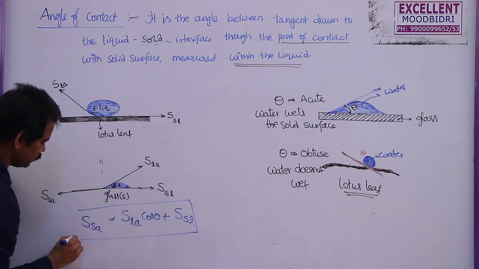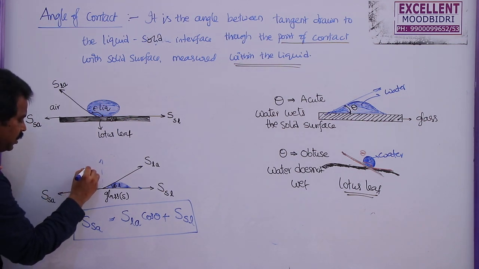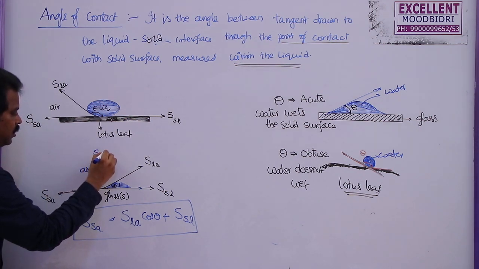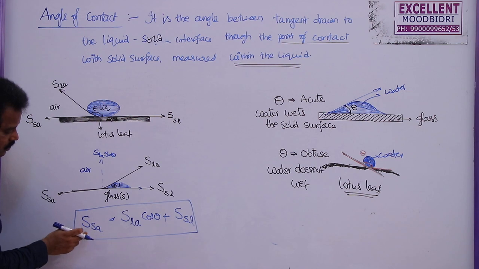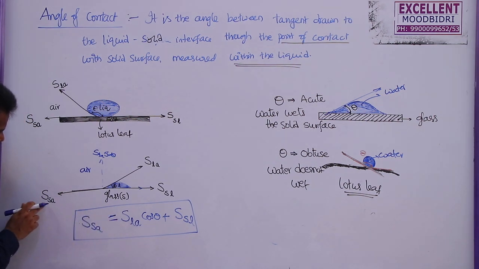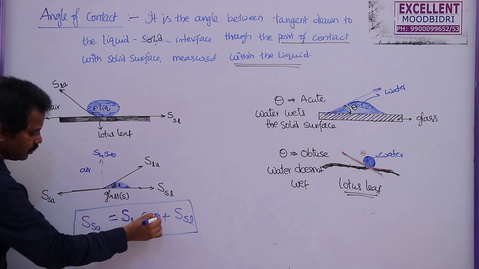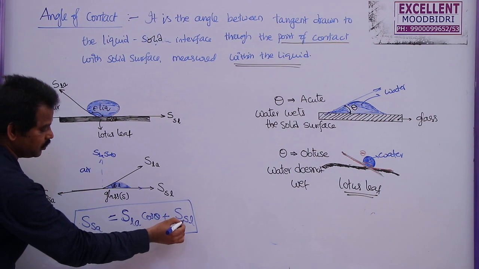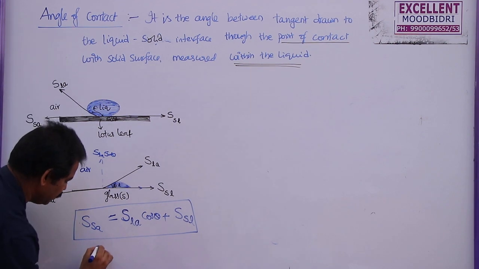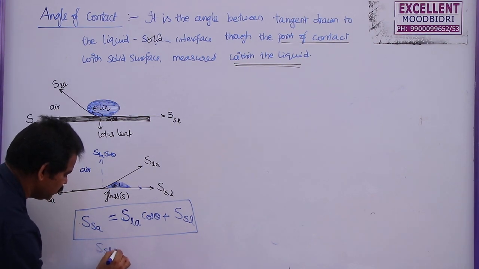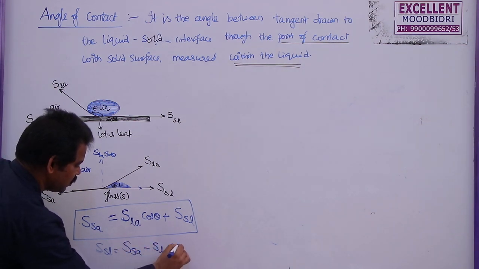So this is the relation between the three surface tensions, for these three interfaces. S_LA sin theta is acting upwards. So along the x-axis we can write that the surface tension between solid and air is equal to the surface tension between liquid and air times cos theta, where theta is the angle of contact, plus the surface tension between solid and liquid. From this equation we can write S_SL is given by S_SA minus S_LA cos theta.